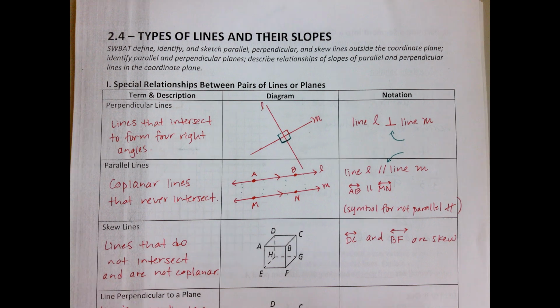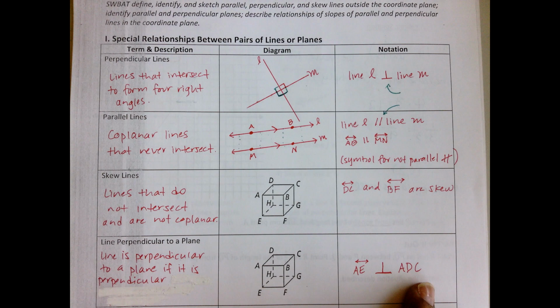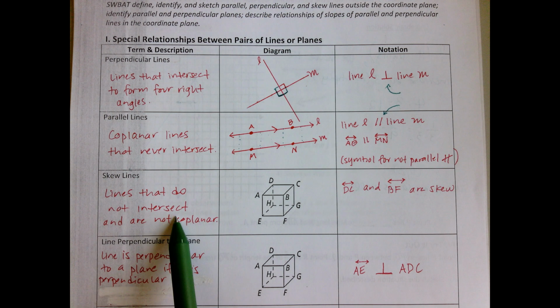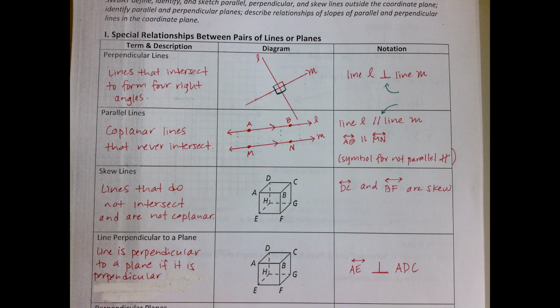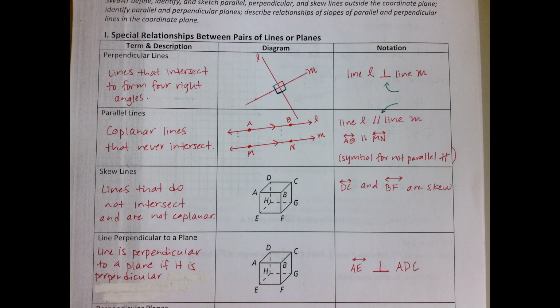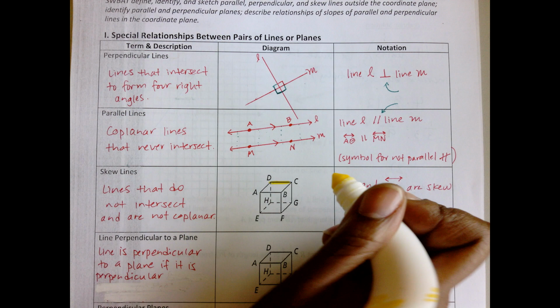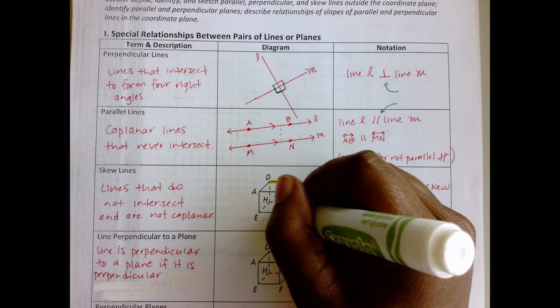Okay. Skew lines. So skew lines are lines that do not intersect and are not coplanar. So they're two lines, once again, that do not intersect and are not coplanar. So they'll never touch, nor are they on the same plane. Let's look at two examples, okay? So here's the notation. For skew, we're just going to write the word skew, but let's see how they look. So if we look at line DC and line BF, they are on two different planes.